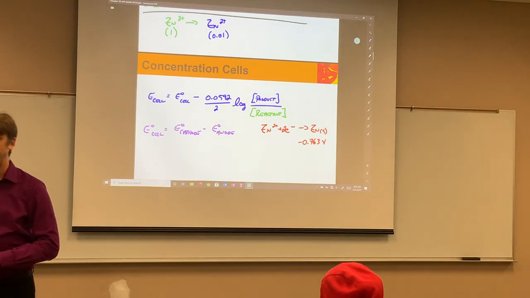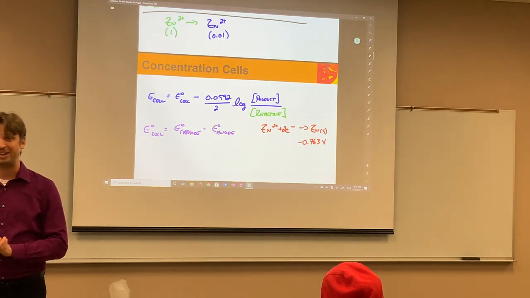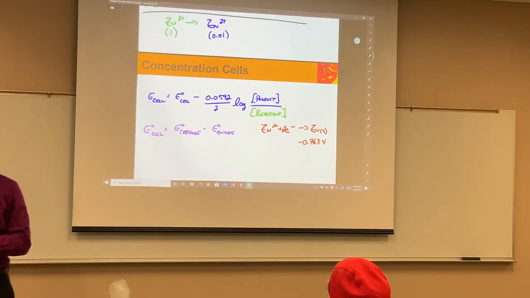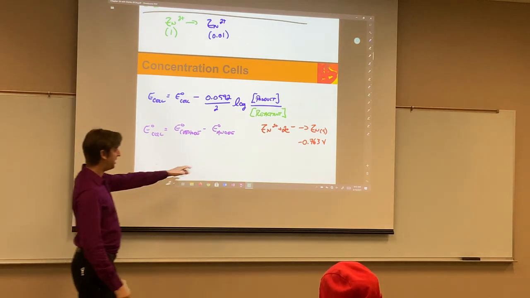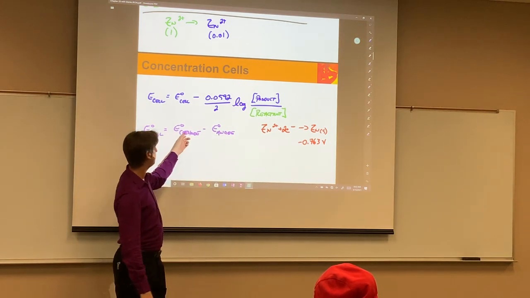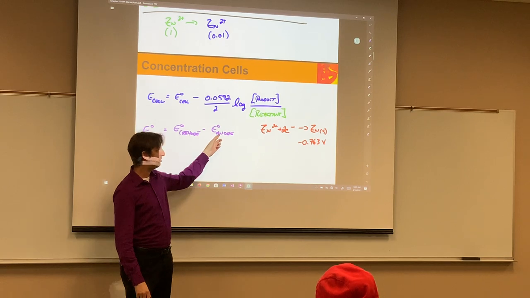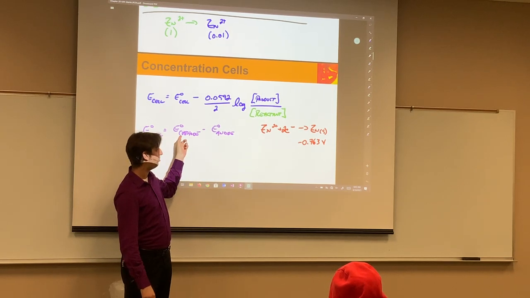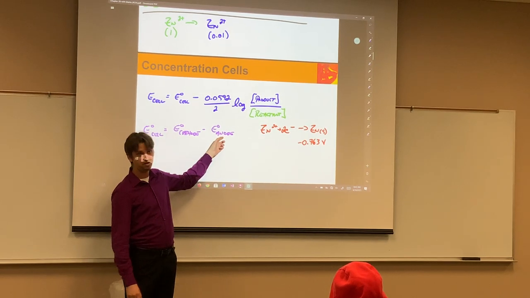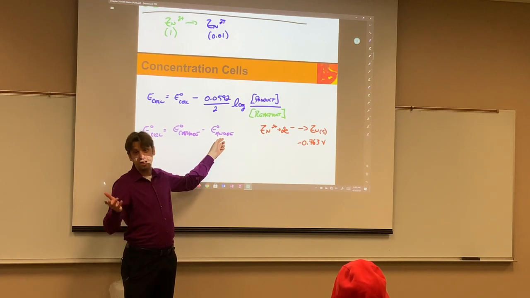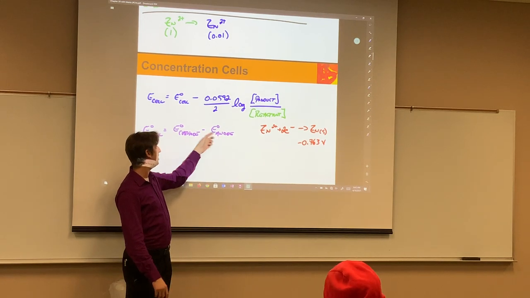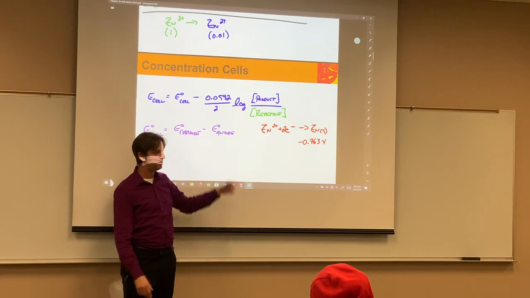And reduction happens at the cathode. So here's our $10, that's what it costs us to do it, so we would put that here. And then what goes in E anode? Well, negative 0.76 goes here. What goes here? Positive 0.76, so we end up subtracting it from itself.